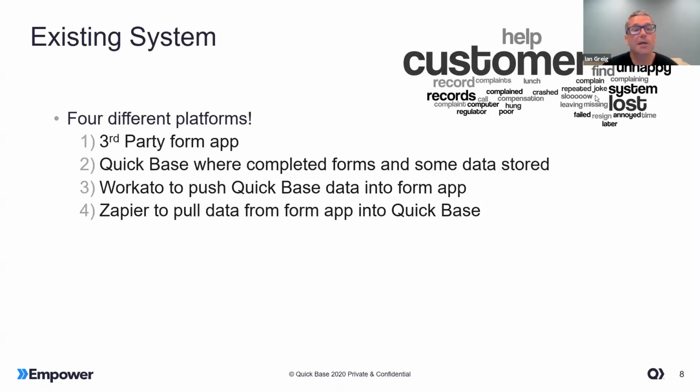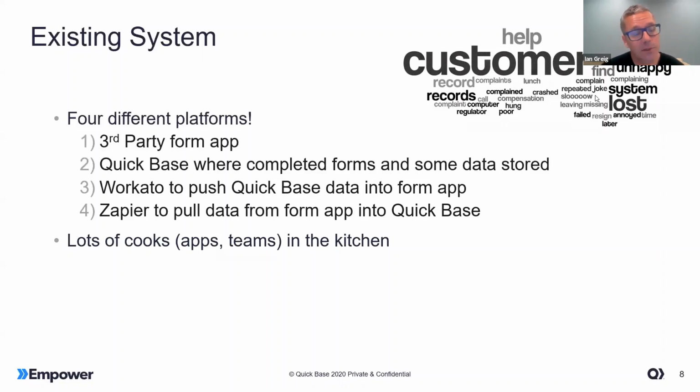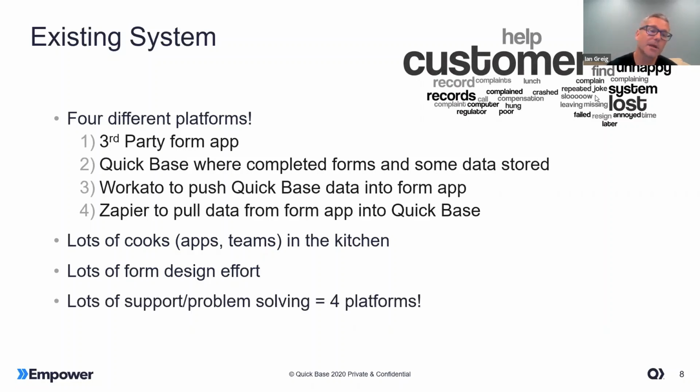And then we used Zapier to pull data from the form as forms were completed, including the PDF of the form, to be sent back into QuickBase. At the time we implemented it, it sounded pretty good because it worked, kind of. But lots of issues started to appear. One, lots of cooks, apps, and teams in the kitchen. Lots of form design effort. Ironically, we designed all the forms in things like Word and Excel, and then we would PDF them and build an electronic form around them. Lots of support and problem solving.